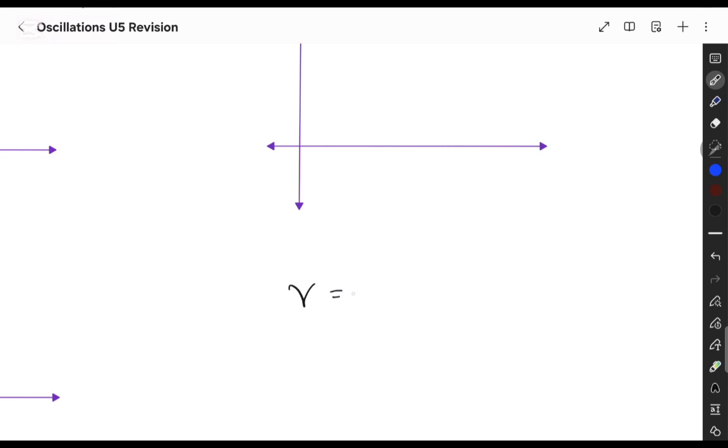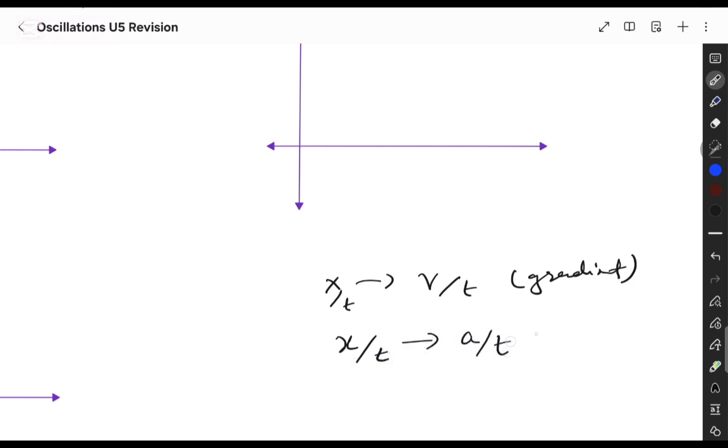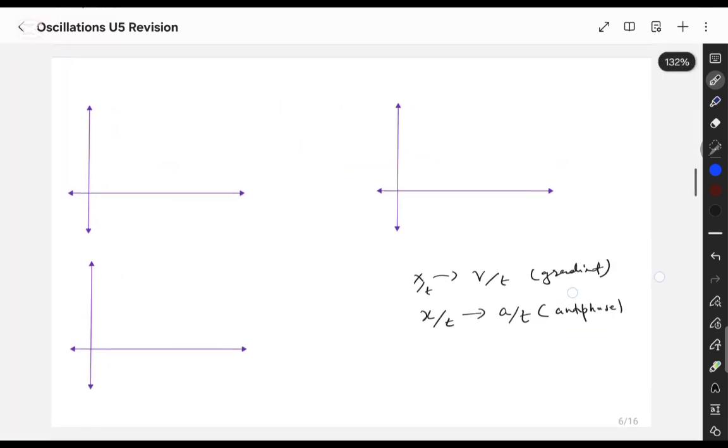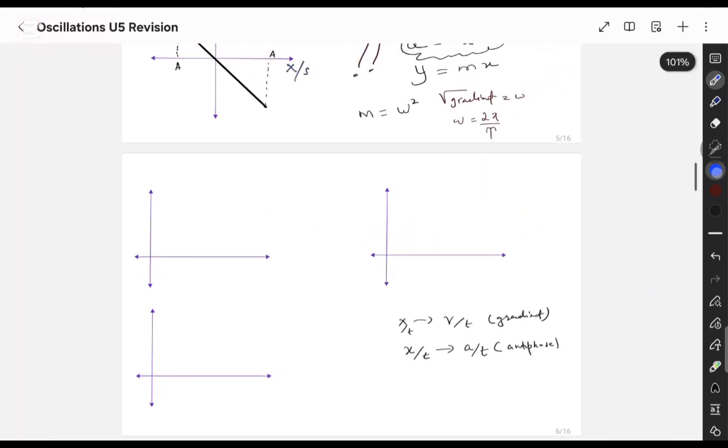For velocity, if you want to change the x graph into the velocity-time graph, you look at the gradient. If you want to change the x-time graph into the acceleration-time graph, you basically invert them, or you just make it antiphase. Okay, they have to be antiphase to each other. Okay, it's like multiplying the entire graph by a negative value.